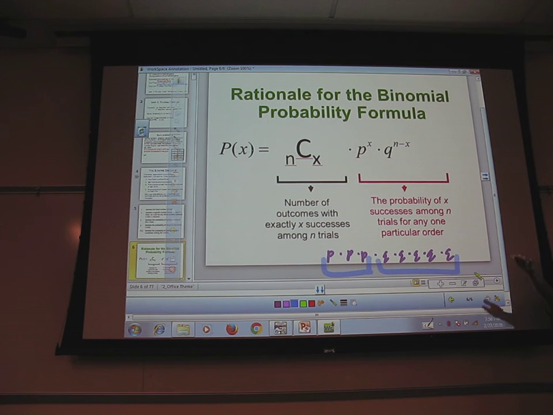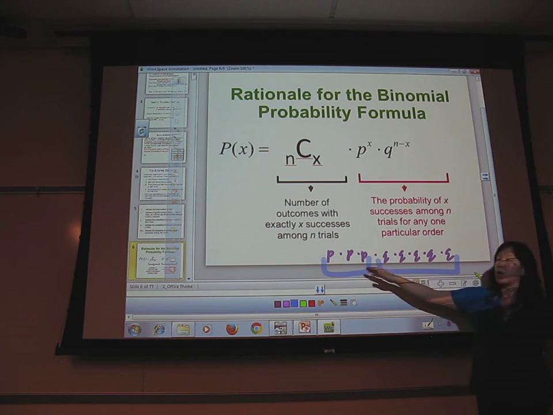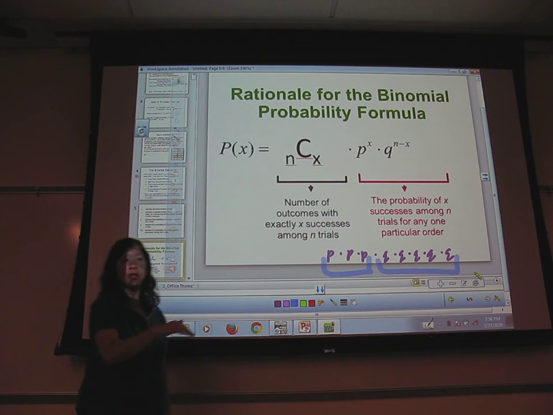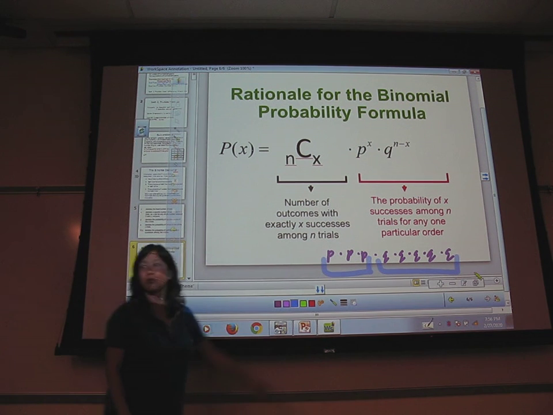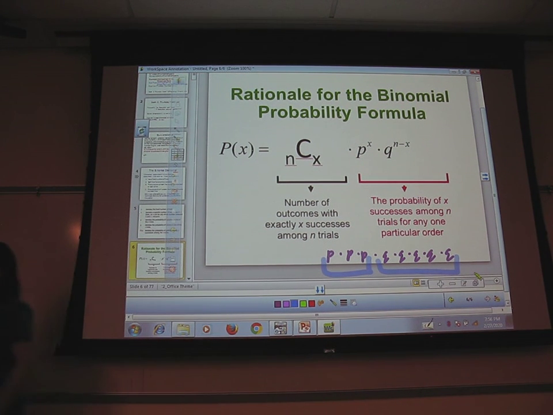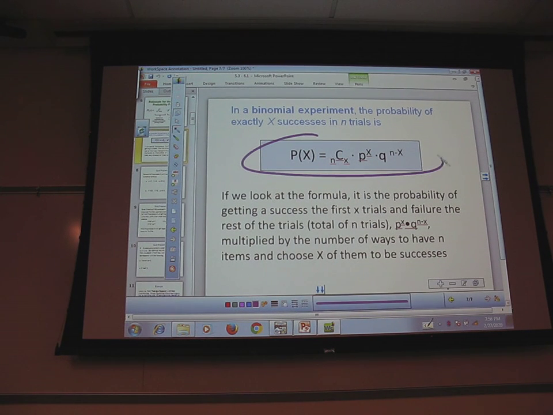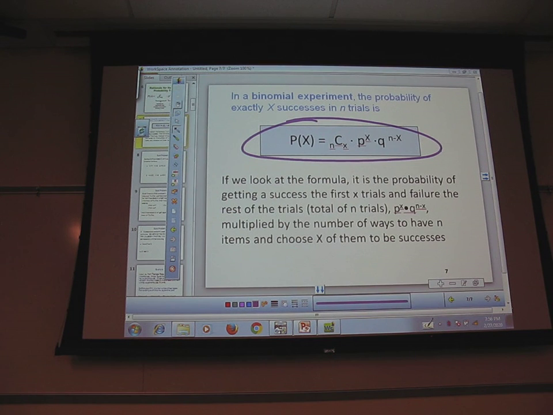And we multiply. So that's why we multiply these. So this many successes, and the rest of them failures. If we go back to our tree diagram, this would be the probability for any one of those branches that has 3 successes and the rest failures out of 8. 3 successes and 5 failures. That's that probability. And then this tells you how many branches end up with 3 P's and 5 Q's being multiplied. So that's where that all stems from. And here it is again. And this is just me talking about it the same way I just explained it a second ago.